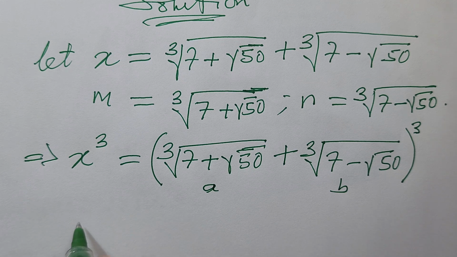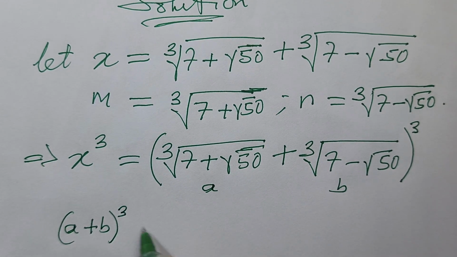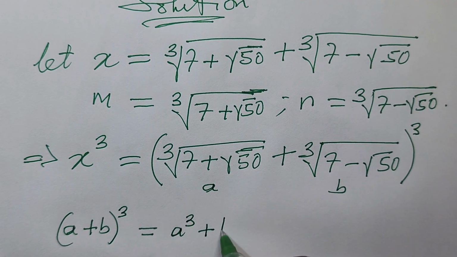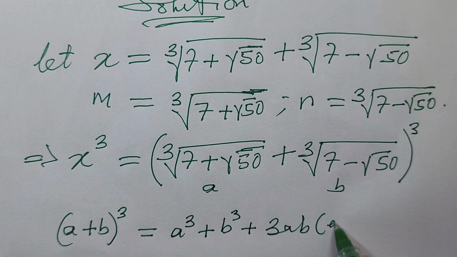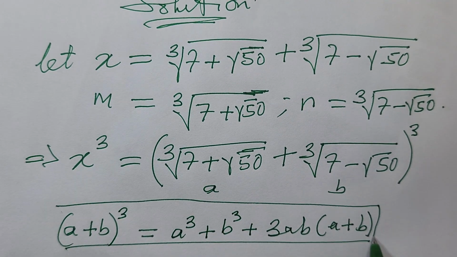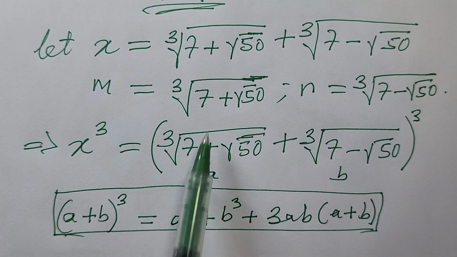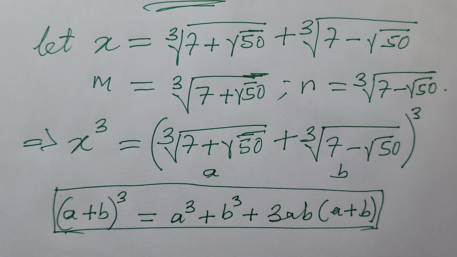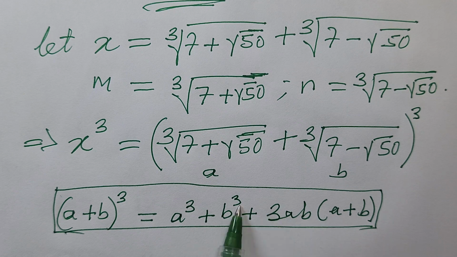So here we have our algebraic identity. It says that if you have A plus B all to the power of 3, this is equal to A to the power of 3 plus B to the power of 3 plus 3AB, bracket A plus B close bracket. You remember this? Good. The whole of this is A, and the whole of this is B. So this expression is in this format, and we want to express it in this format.